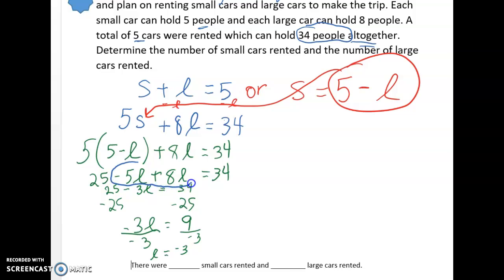Oh, right here. How did I get the negative 3? Negative 5 plus 8 is not a negative 3. It's a positive 3. So this should have been positive 3 the whole way down, which means that was 9 divided by 3, which is a positive 3.